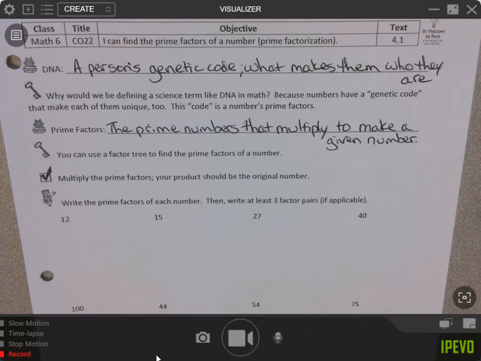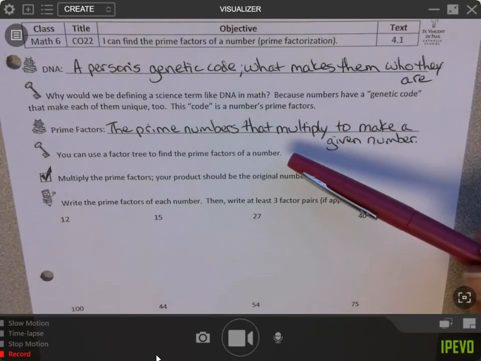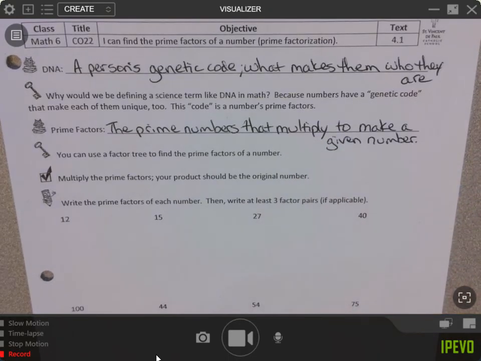So 9 we break down into 3 times 3. 3's are prime numbers. We can't break the 3's down anymore. So those prime factors would be 3 times 3. We're going to see how that works for other numbers. So you can use a factor tree to make the prime factors of a number.